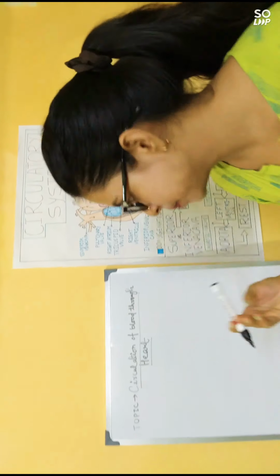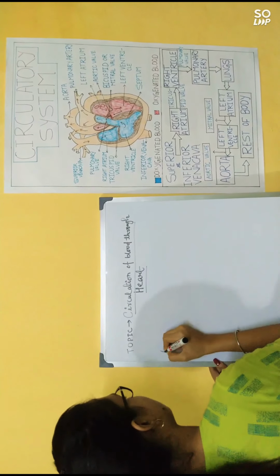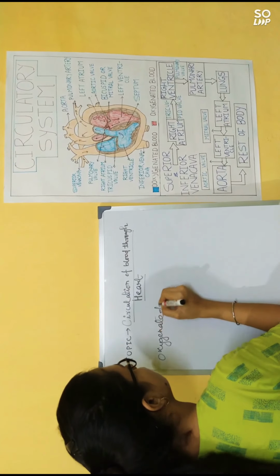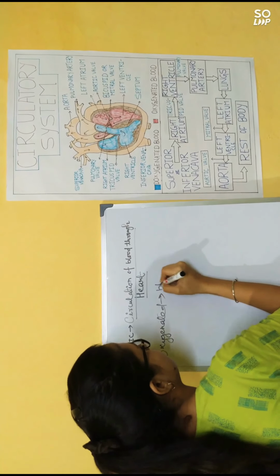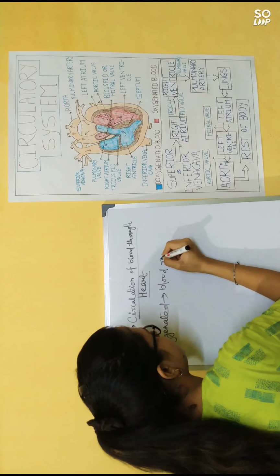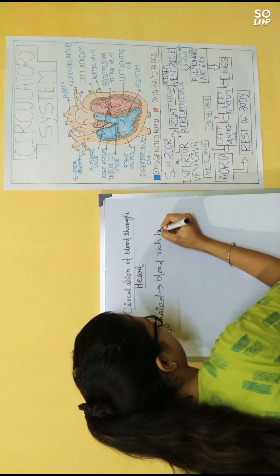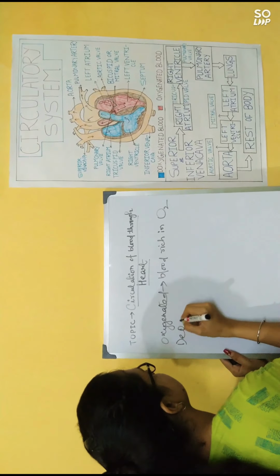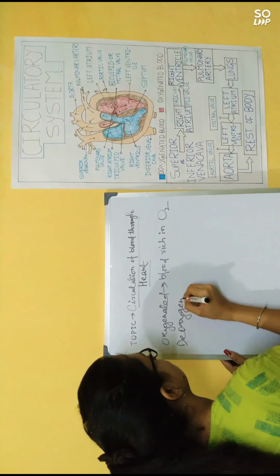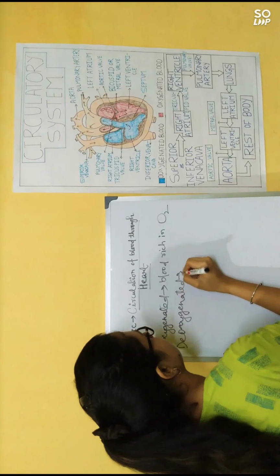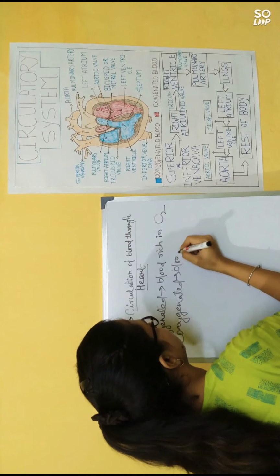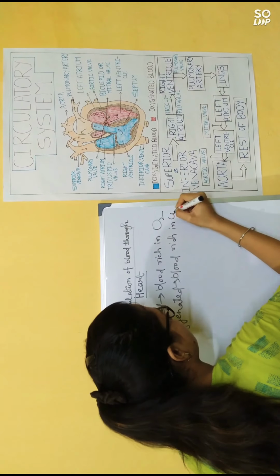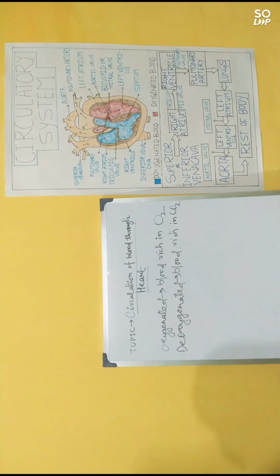Let me explain the term. Oxygenated means blood rich in oxygen. Deoxygenated means blood rich in CO2 or carbon dioxide.